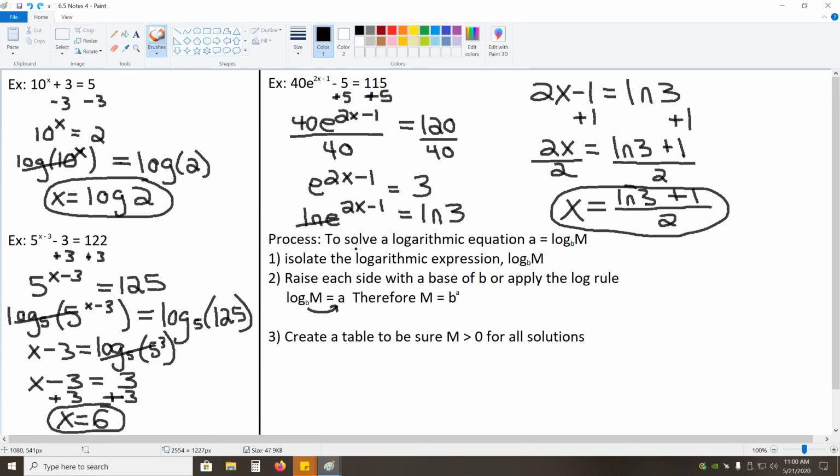It's going to be a very similar process. We need to start by isolating the logarithmic expression log base b of m. And then from there, we're going to raise each side of the problem by a base of b to get rid of that log base b. So when you take the inverse of each side of the equation, it's going to cancel out the log.